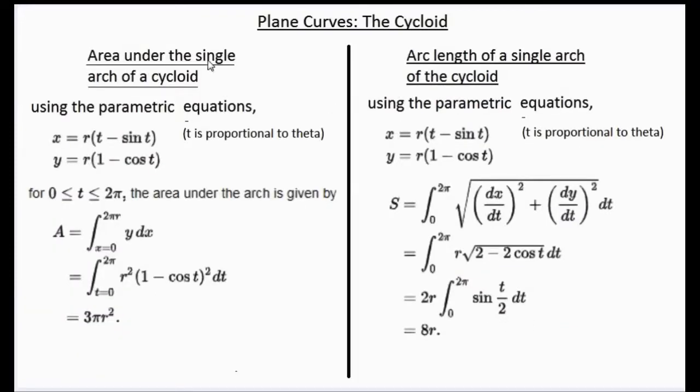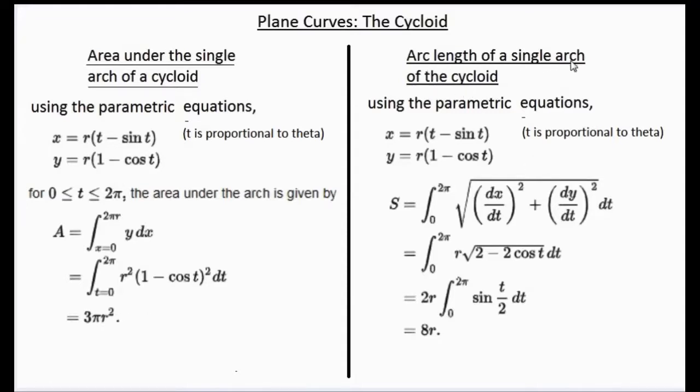Let's compute the area under a single arch of a cycloid. So we use the parametric equations which we just derived. Here in this description, t is a parameter proportional to theta. So for t varying from 0 to 2 pi, which corresponds to theta going from 0 to 2 pi, the area may be computed as the integral of y dx. Because y is parametric, x is parametric too, the integral is computed with t as the variable, dt is the measure. So the area under one arch of the cycloid is 3 pi r squared.